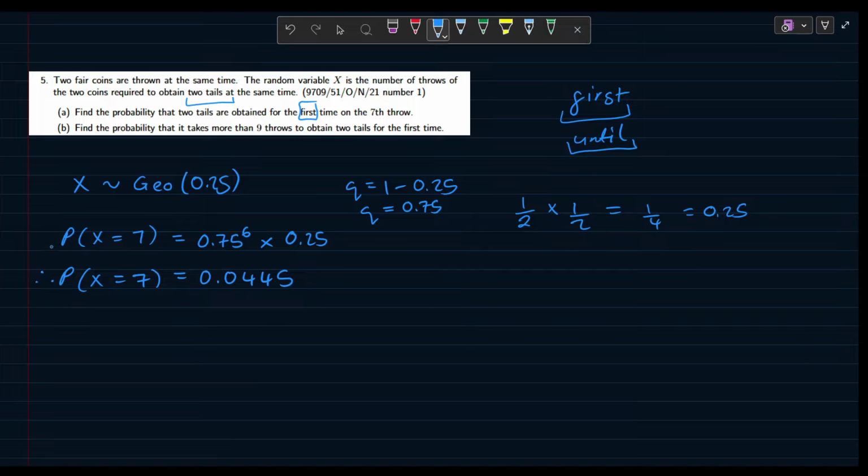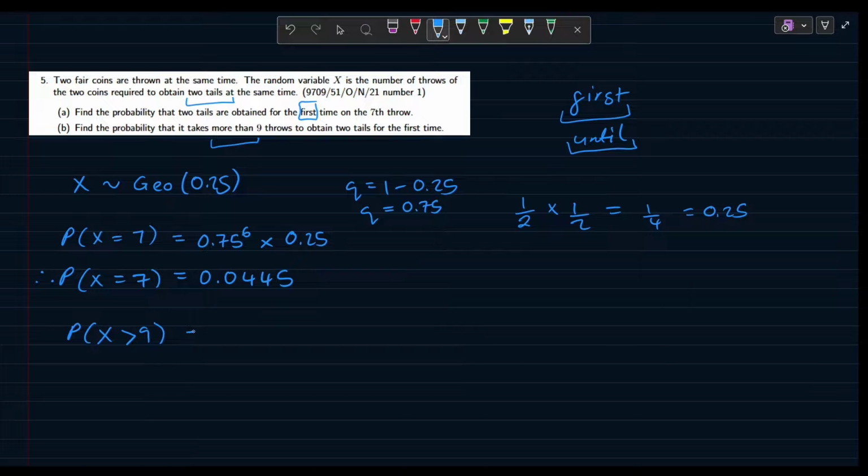Part B says find the probability that it takes more than 9 throws to obtain 2 tails for the first time. So more than 9, that means we want the probability that x is greater than 9. Since we don't have a fixed number of trials for a geometric distribution, if we're given greater than 9, we don't know if that means 10, 11, 12, 13, 14, 15, or even going up to 20 or beyond 100, because the number of trials is not fixed. So we can't really calculate going forwards.